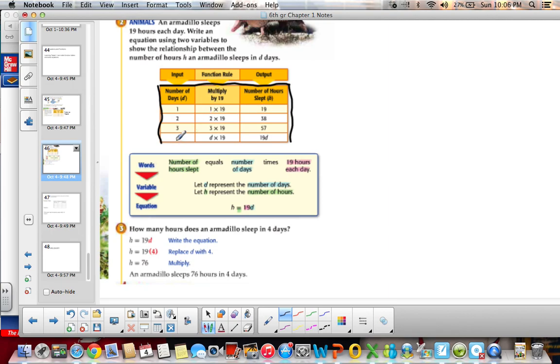So if we put in D, this is kind of blurry, D days, after a certain number of days, whether it's 10 or 20 or 50 or whatever, we're going to multiply that by 19, because it's 19 hours every day. So then the number of hours H is 19D. Remember, if you have a number next to a variable, that means multiplication. So that's basically the same as 19 times D.